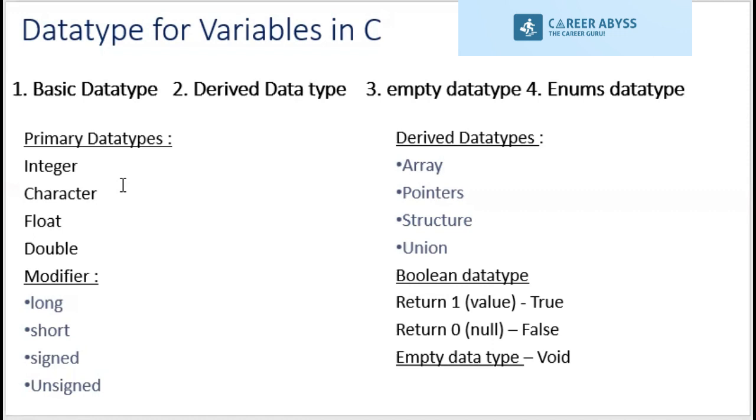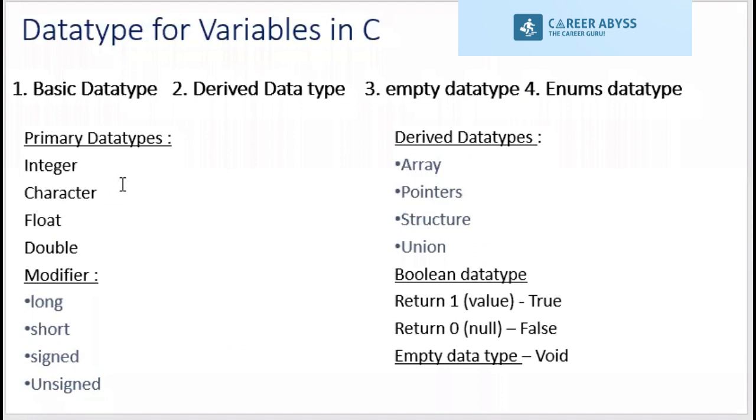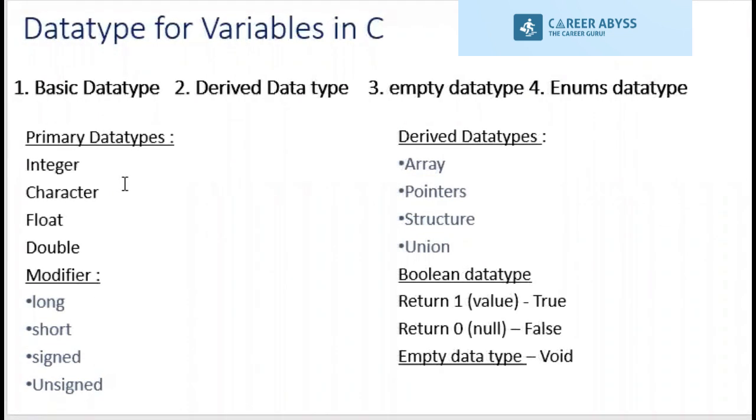Sometimes we use the null data type, like void. So when we go to write a new program in main, we can write void.